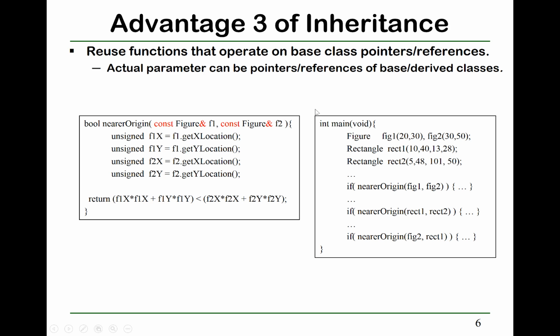The third advantage is that we can reuse functions that operate on base class pointers or references. For example, this function takes two figure references and compares them. And here const means that this function will not make any changes to the two objects that f1 and f2 refer to. And this is the definition of this near origin function. When we use this near origin function, the actual parameters can be two figure objects, and can also be two rectangle objects because the rectangle class publicly inherits from the figure class. And can also be a figure object and a rectangle object.